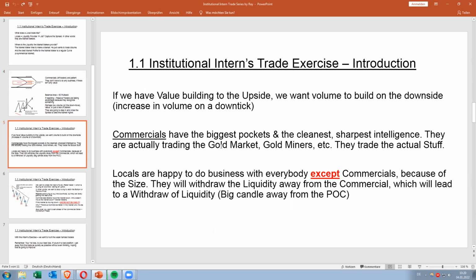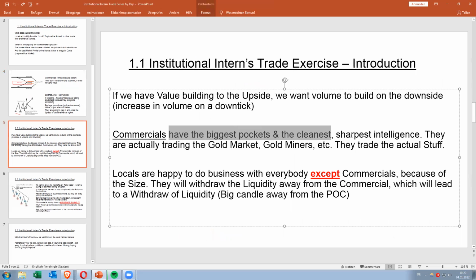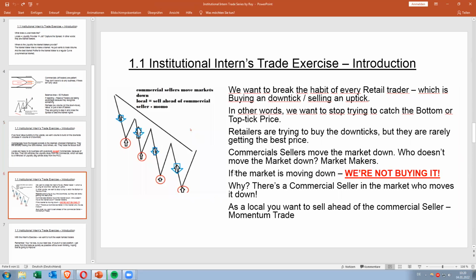And this is the thing. Commercials have the biggest pockets, the cleanest, sharpest intelligence. They're trading the actual physical stuff: gold, silver, oil. They have to. Locals are happy to do business with everybody except commercials because of the size. They will withdraw the liquidity away from the commercial, which leads to a withdrawal of liquidity, a big candle away from the 50, a big candle away from the POC, the point of control. So this is what the locals do.